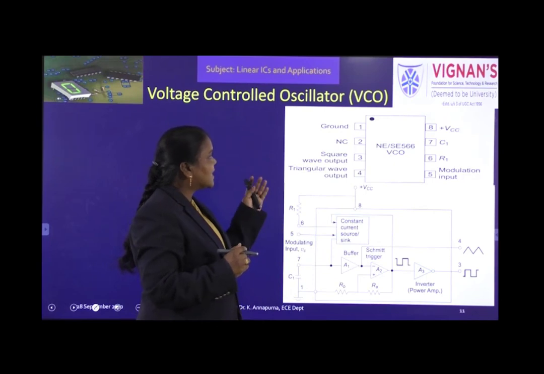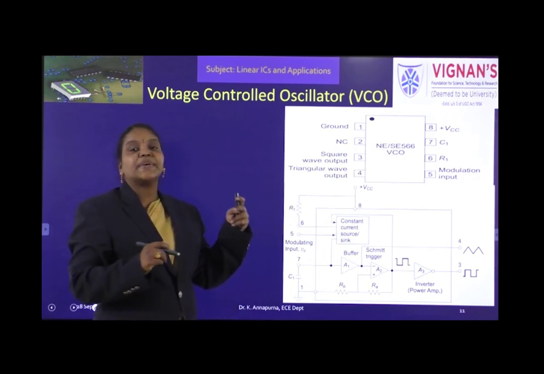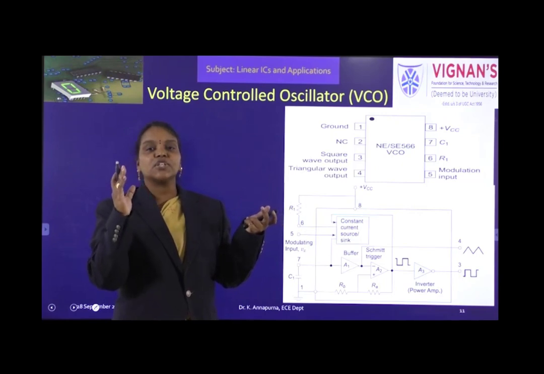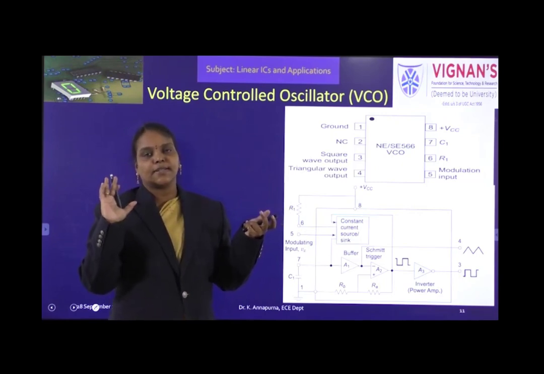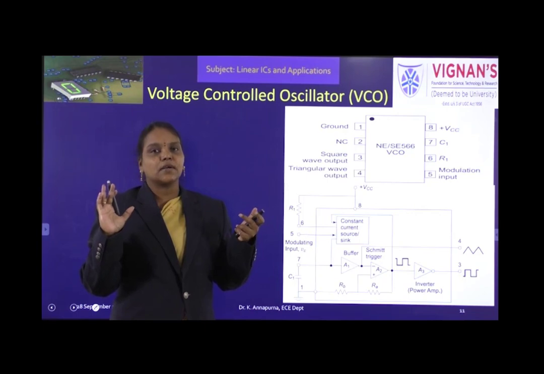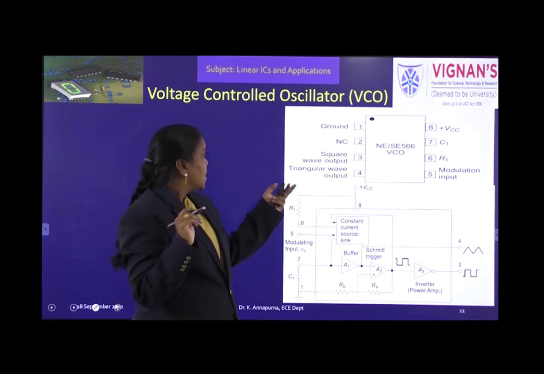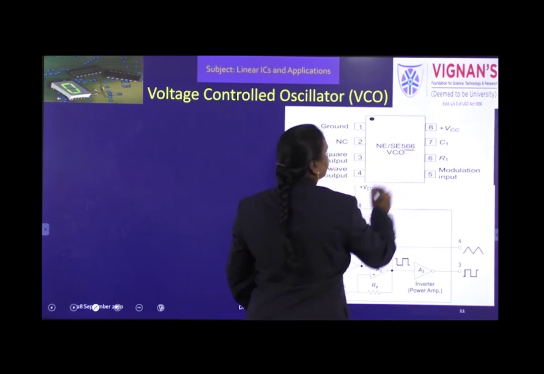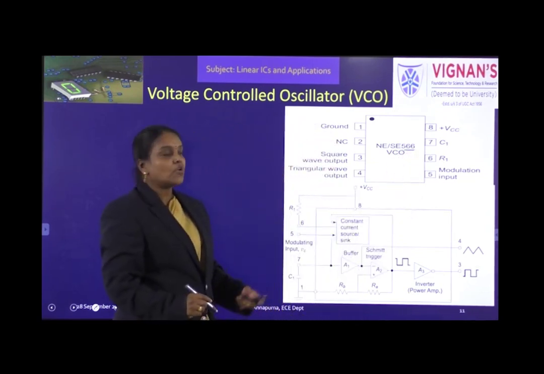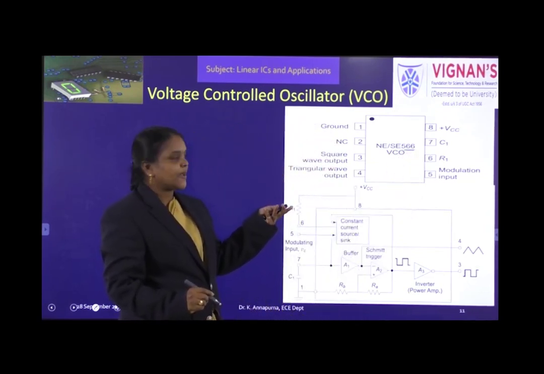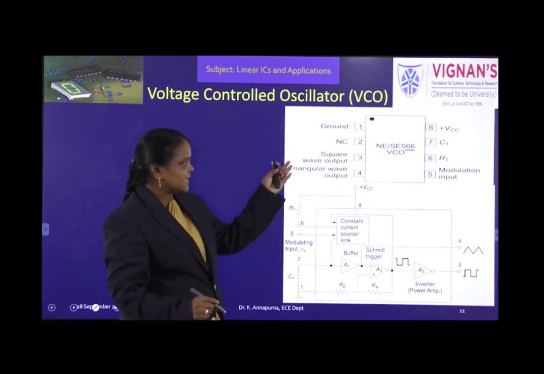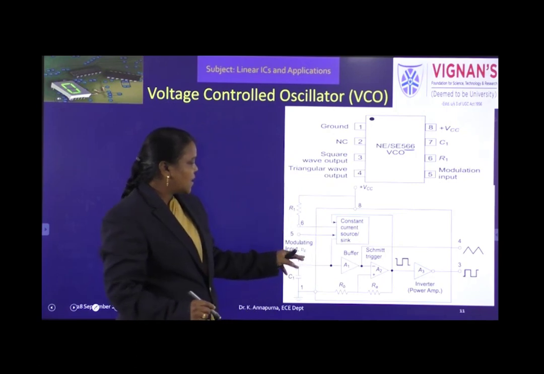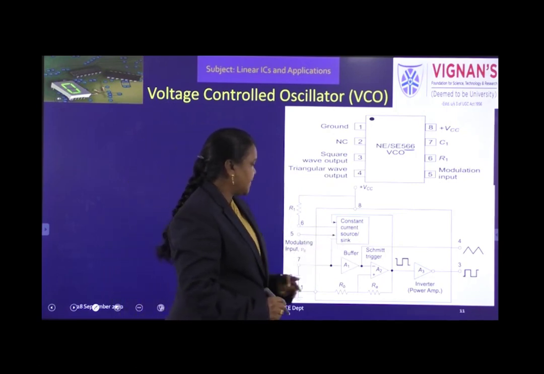Voltage controlled oscillator means that based on its input control voltage, its frequency of oscillations will be controlled. That's why it is called a voltage controlled oscillator. And see here, this is the IC 566. For VCO, it is also available in the IC package 566. It is an 8-pin IC and these are the pins. And this is the block diagram.